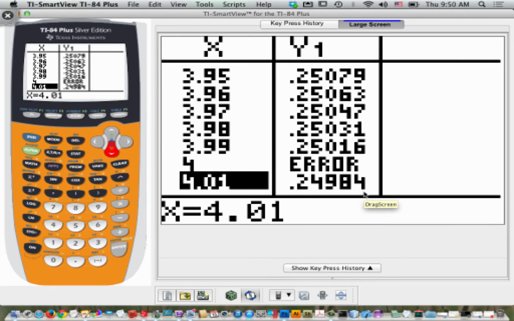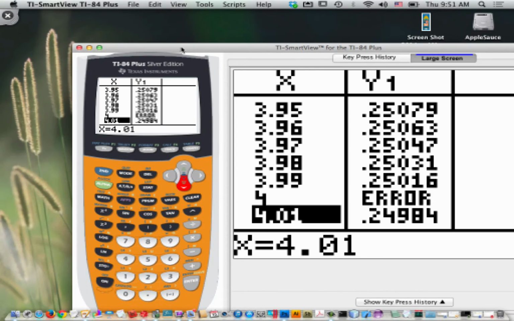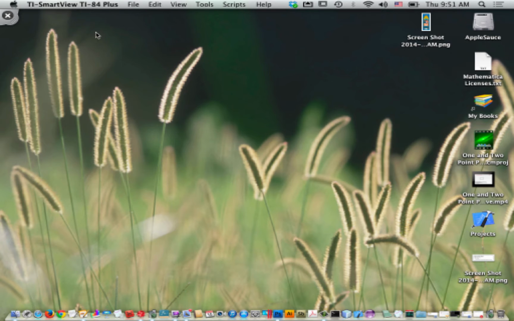So what I'm trying to do, am I convincing you that as x gets closer to 4, the y values get closer and closer to 1/4? Okay? That's what I'm trying to convince you of. Okay? All right? Now, here's what we're going to do.